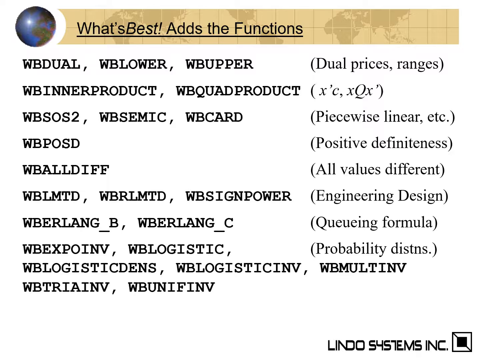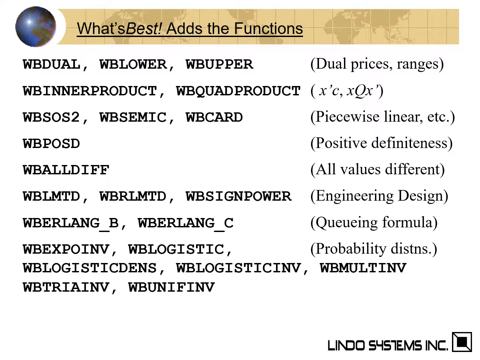We've got some inner product functions that we've added. One curious restriction of Excel is if you want to do a sum product of two vectors, the two vectors have to be in the same orientation. That you can do the sum product of two rows, or you can do the sum product of two columns, but you cannot do the sum product of a row times a column. So we've added the WB inner product that allows you to do that.